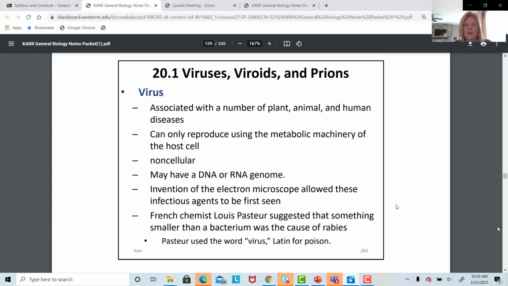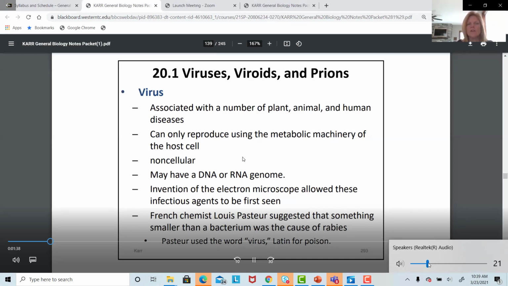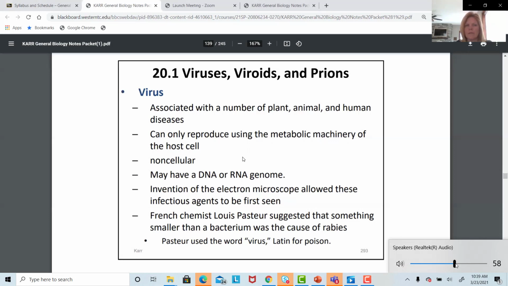So we see viruses in many different organisms, plants and animals, and they require a host cell, which means they infect the cell of a plant or animal, and then they take over the machinery of that host cell and use it to reproduce and survive.